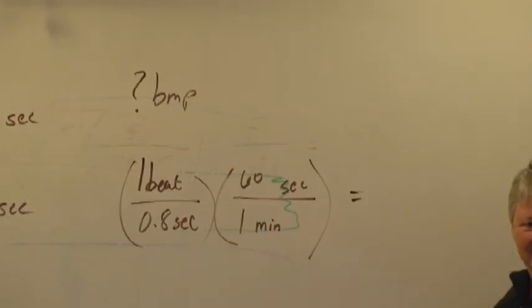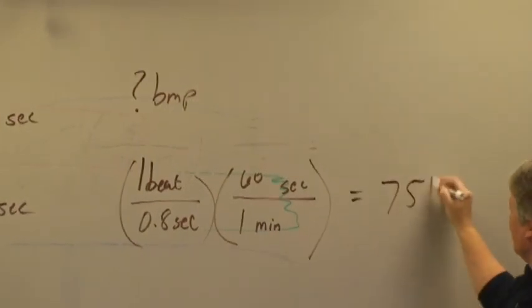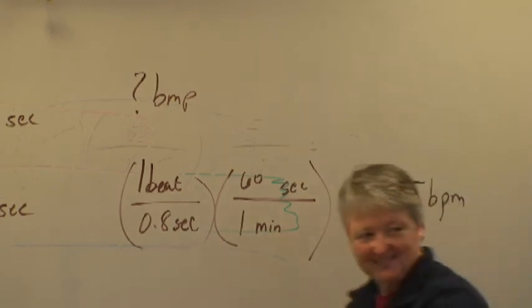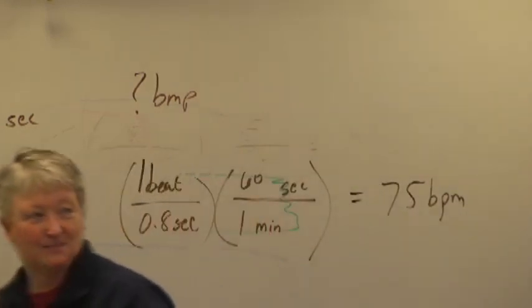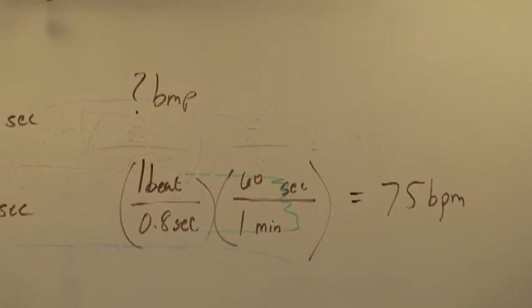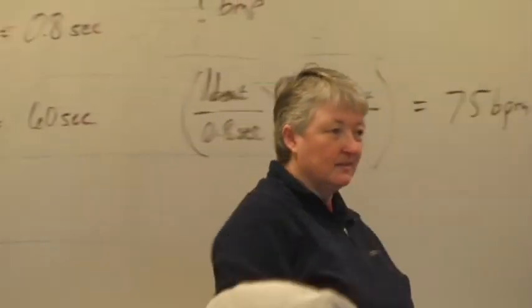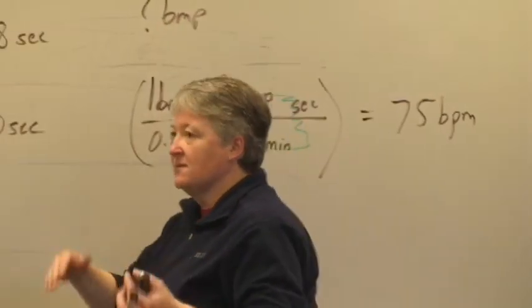Okay. So what is that? Is it 75? What's the average heart rate? 70 to 80 beats per minute. So, everything normal, healthy heart, your heart beats about 75 times a minute.